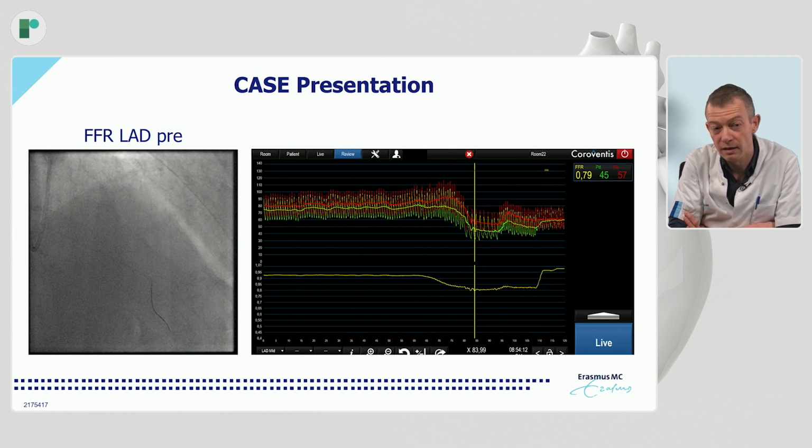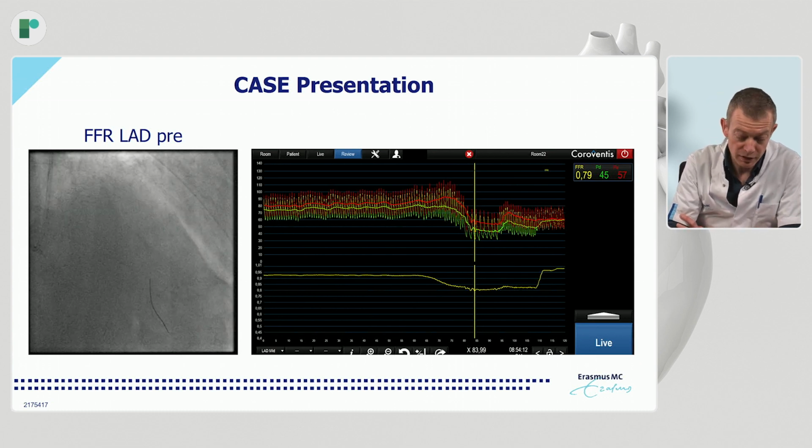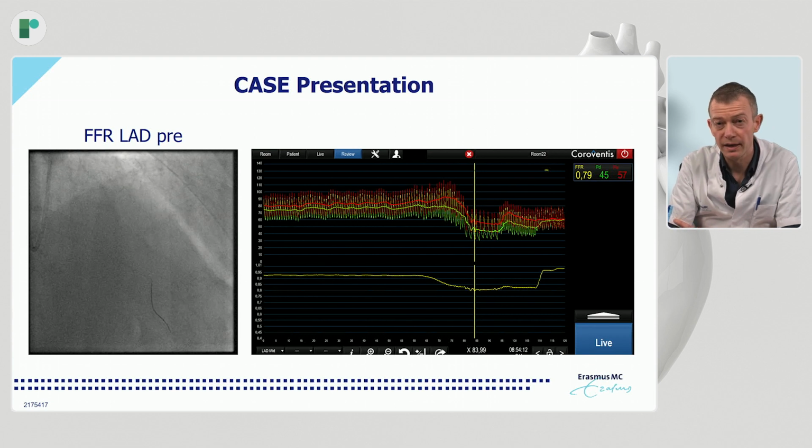So I think credits to the HeartFlow algorithm in this case, which provided us with a value that correlated very closely to the invasive hemodynamic hyperemic assessment of the pressure gradient in the LAD. So that with respect to the LAD, a lesion that is borderline significant.